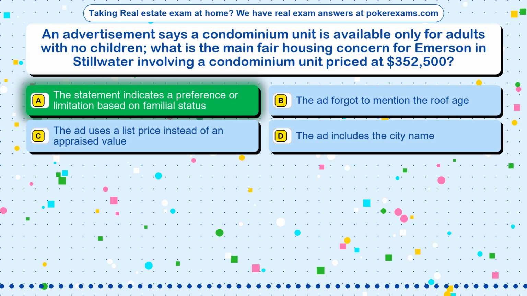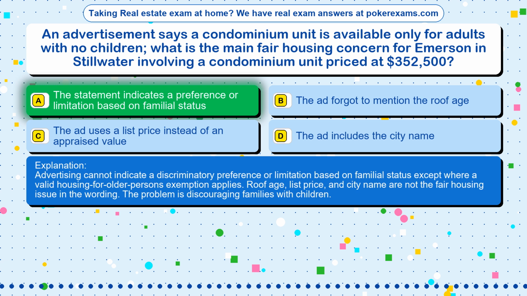The correct answer is option A. The statement indicates a preference or limitation based on familial status. Advertising cannot indicate a discriminatory preference or limitation based on familial status except where a valid housing for older persons exemption applies. Roof age, list price, and city name are not the fair housing issue in the wording. The problem is discouraging families with children.